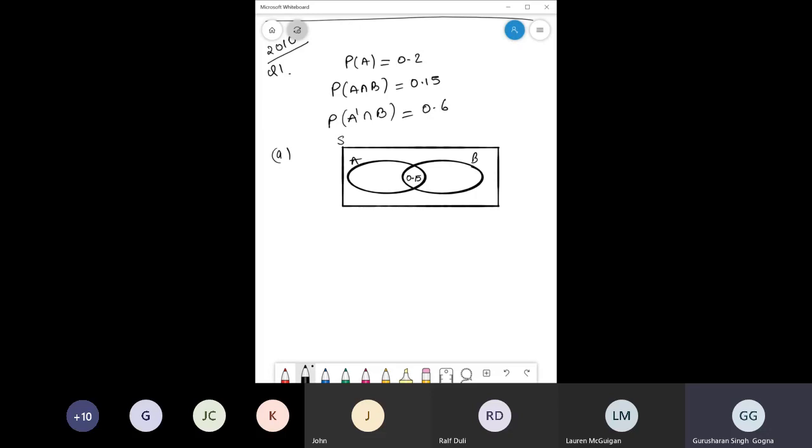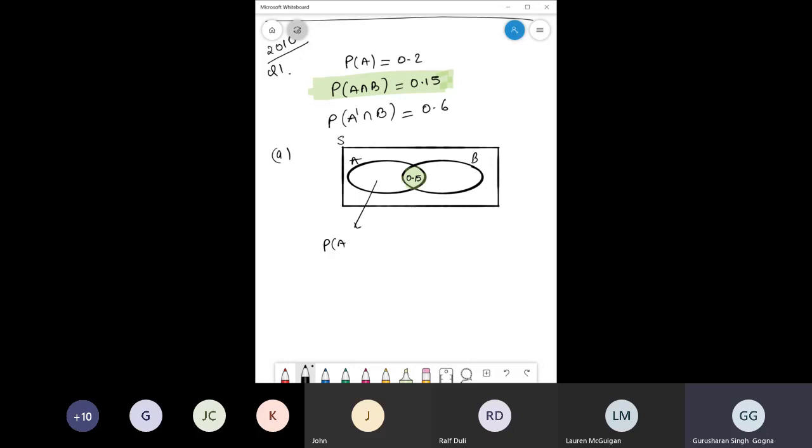So 0.15 is given. So where is 0.15 in the question? This one, A intersection B. In set theory, you know that intersection means common area, which is this one. So that's already given in the question. But how will you write down the remaining part? Remaining part means this part. How will you define this part?